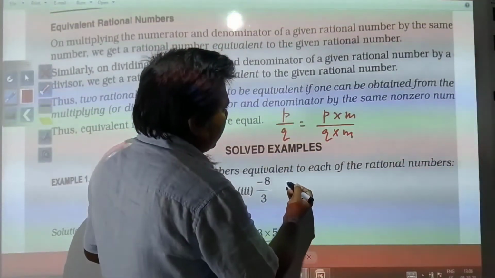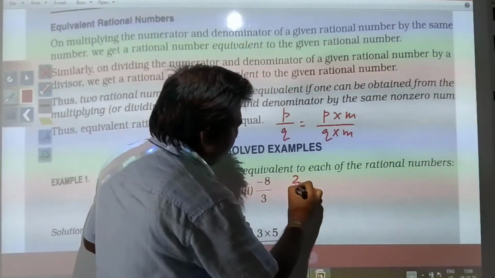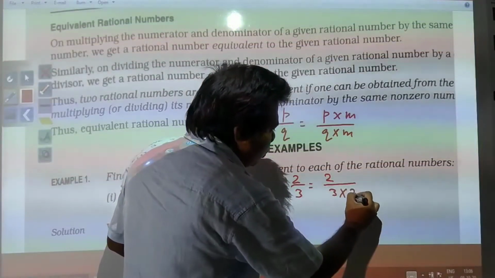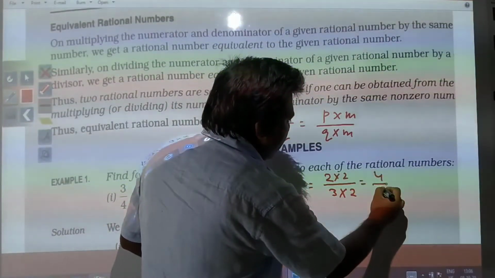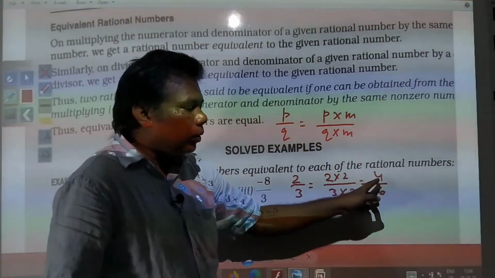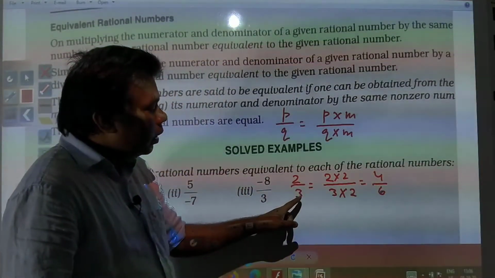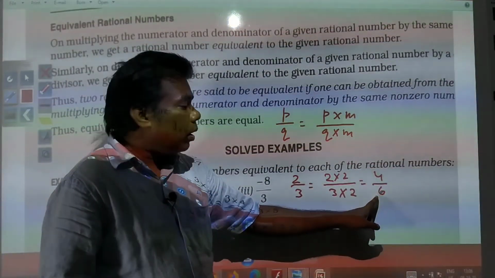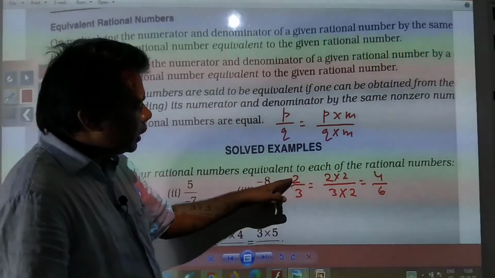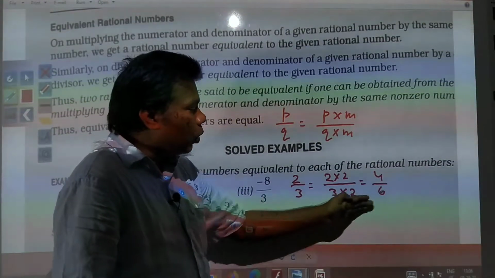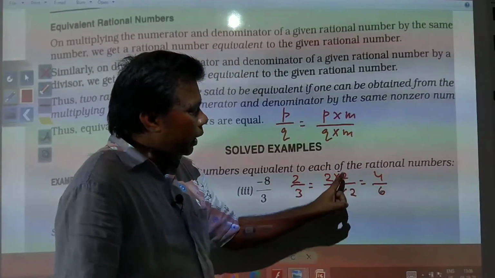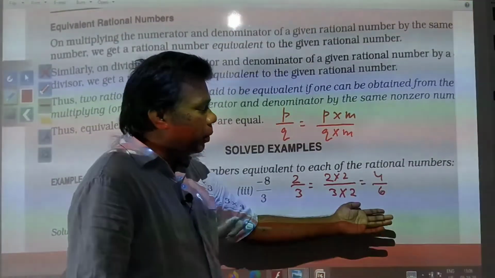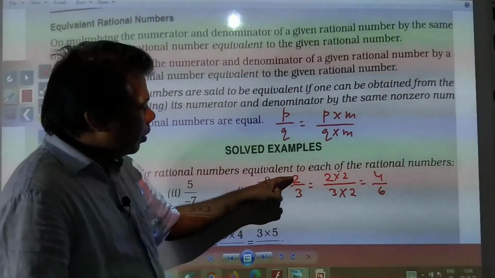For any example, suppose you have 2 by 3. This can be written as 2 into 2 by 3 into 2, which means 4 by 6. So 2 by 3 is equal to 4 by 6, and 2 by 3 will be called the equivalent rational number of 4 by 6, or 4 by 6 will be called the equivalent rational number of 2 by 3. If you multiply by 3 you will get another number, and by 4 again another rational number. All of those will be called equivalent rational numbers of 2 by 3.